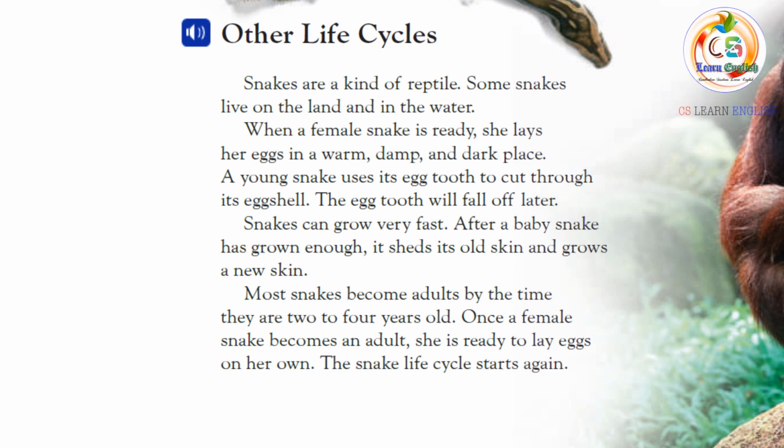Snakes can grow very fast. After a baby snake has grown enough, it sheds its old skin and grows a new skin. Most snakes become adults by the time they are 2 to 4 years old. Once a female snake becomes an adult, she is ready to lay eggs on her own. The snake life cycle starts again.